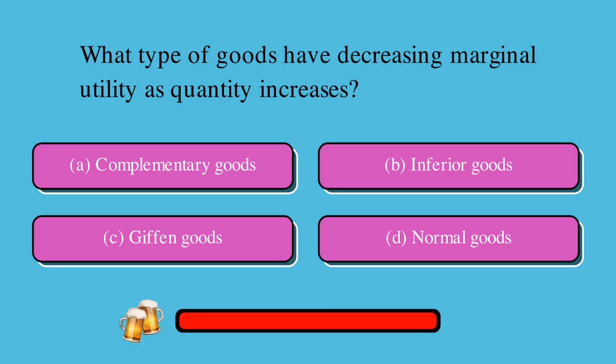What type of goods have decreasing marginal utility as quantity increases? Is it A, complementary goods, B, inferior goods, C, Giffen goods, or D, normal goods? The correct answer is D, normal goods.